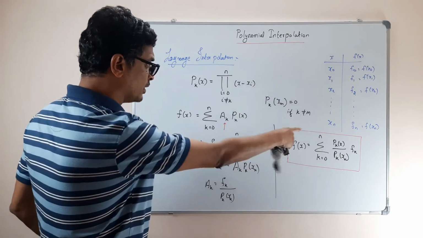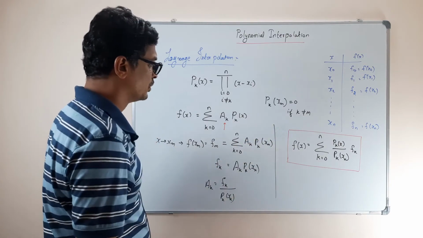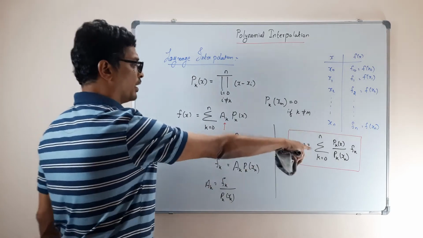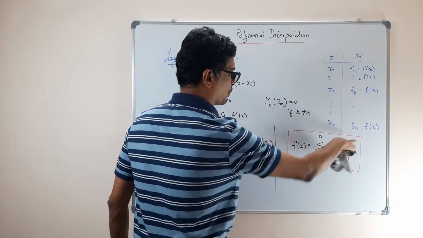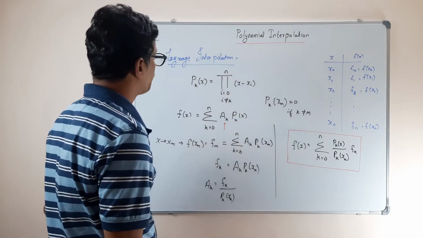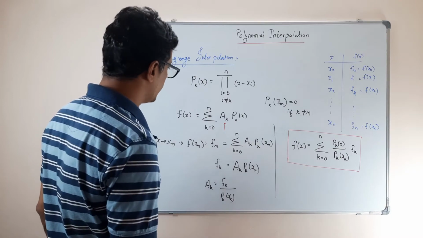Implementing this algorithm in a program is very simple. It's not very hard. All you have to find out are these products, and anyway f of k, with k going from 0 to n, so you'll know what is to be done, and that's it. So this is what the Lagrange interpolation is.